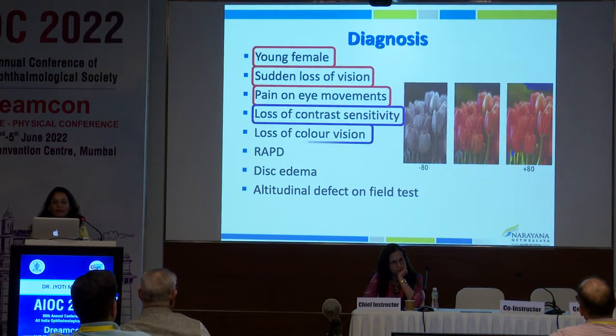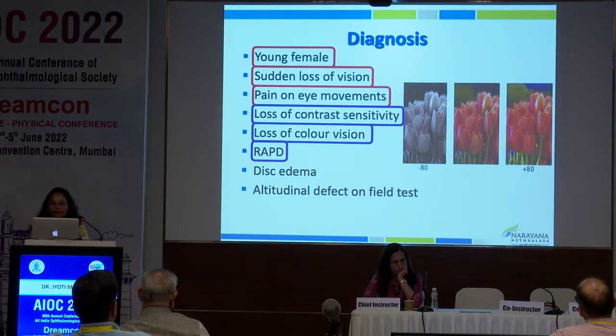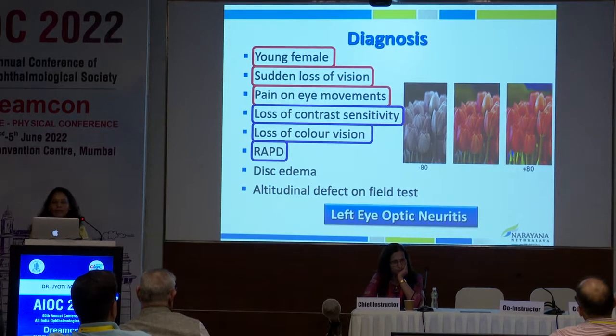So this is very, very classical. When you look at loss of color vision, they will tell you the color saturation has gone down. So a red will look less red than what you normally see. Again, RAPD, very, very important. If you pick up an RAPD in a normal looking disc, you know it's an optic nerve. You need to get an evaluation from neuro-ophthalmology. So this is left eye optic neuritis.